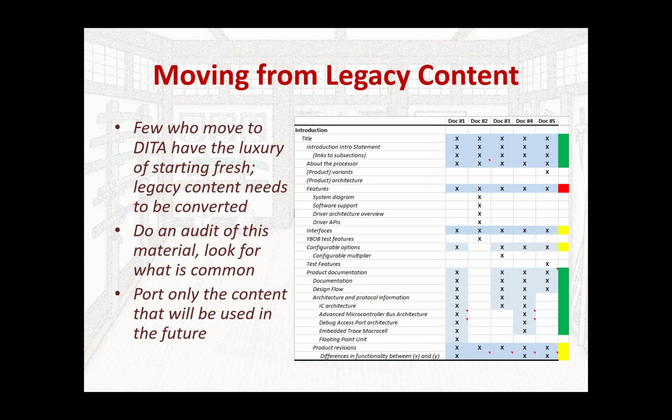But what I found is that I went through the 5 most recent versions of this type of document, and I methodically went through the table of contents. What you see on the left-hand side is essentially the table of contents across these 5 different sets of docs. For the title, the intro statement, and about the processor, those sections were all shared between the 5 publications. And then there was one which had an additional section, product variants.